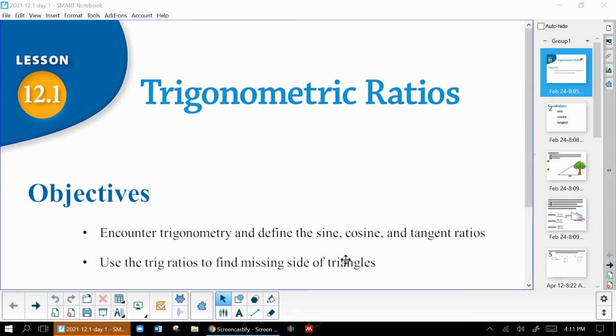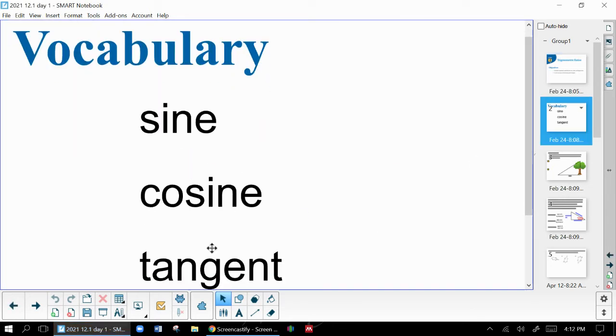Tomorrow will be all practice. So I'll probably put up a Khan Academy video or something for tomorrow that's a little bit more how to do this specifically, like straight to the point. So our vocabulary here is sine, cosine, and tangent. Those are the three words that you need to know the meaning of when we leave today.